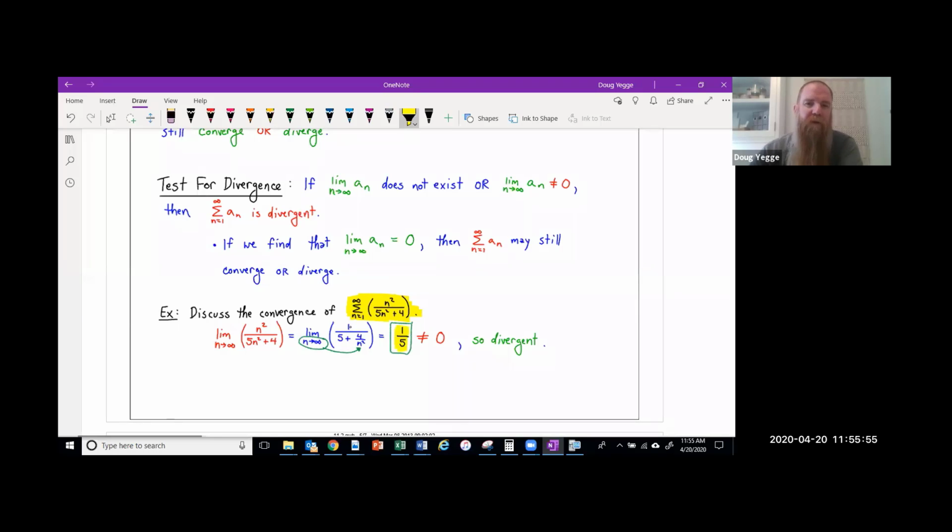So if all the terms go to 1/5, that should mean that eventually, like 10 billion terms down the line, I'll just continue to add things that are really close to 1/5. And if I just keep adding things that are close to 1/5, notice that it's impossible for this to ever converge to a fixed number because it'll just keep getting larger. And that is the key to the test for divergence.